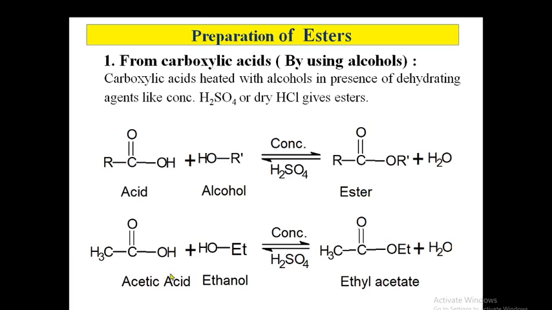For example, if you are taking the acetic acid and ethanol in presence of concentrated H2SO4, it undergoes dehydration to form ethyl acetate as a product. So this is the first method. Let's go for the next.